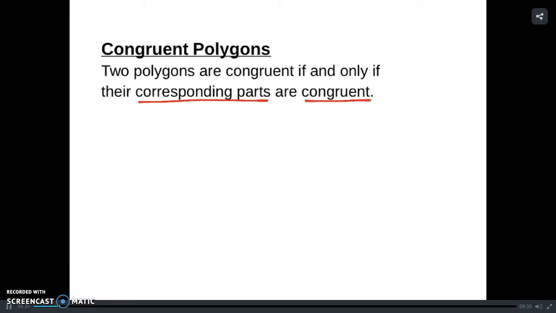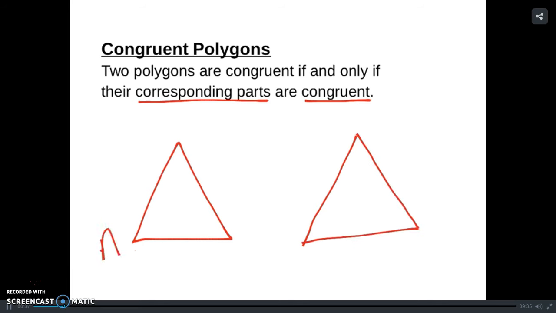Okay, so we want to know what are corresponding parts. So let's look at two triangles to start with. We're going to call these triangles ABC and HJK. Okay. And these are two identical triangles. Okay, I know that sometimes it's hard to draw them where they look identical, but they're identical. Okay. And so when we're looking at corresponding parts, we're looking at the sides and the angles of the polygon.